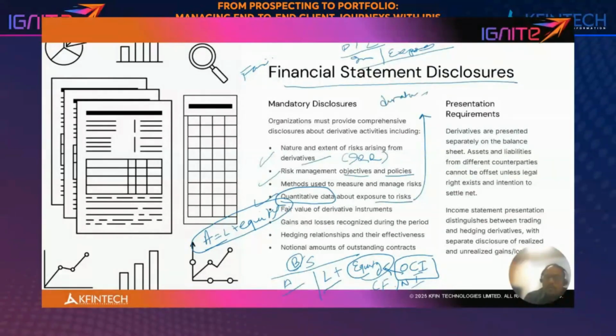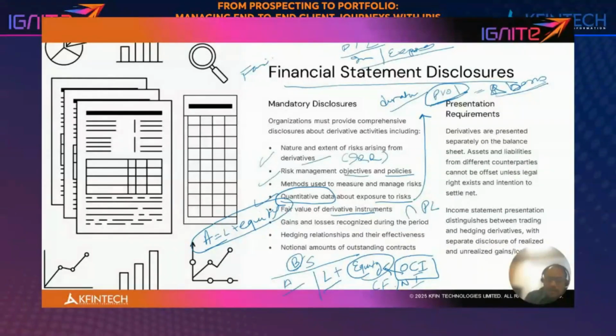duration impact, PV01. PV01 means change in price for 1 basis point change. PV01 means price value change because of 1 basis point change in the overall portfolio. So that is also a quantitative number. Fair value of derivative instruments. Gain or losses recognized during the period, which is P&L.